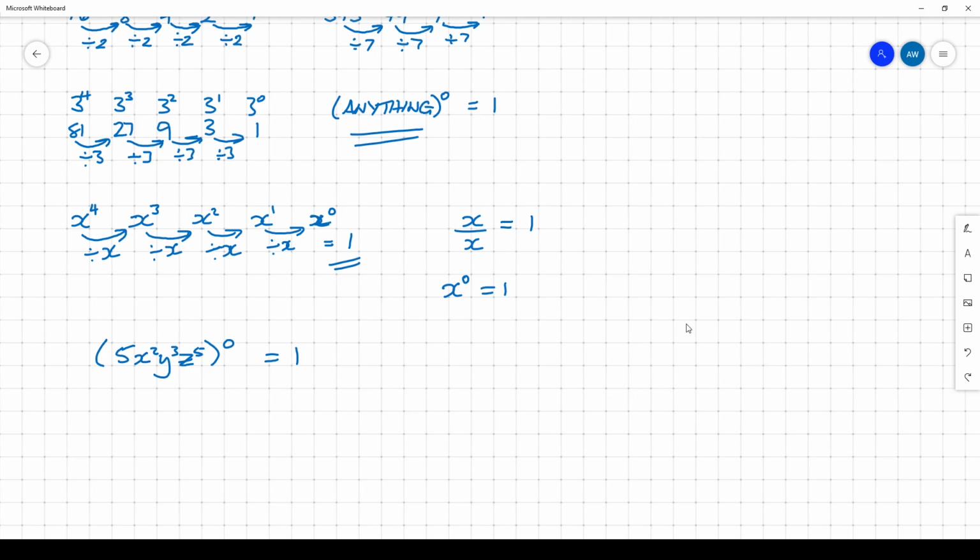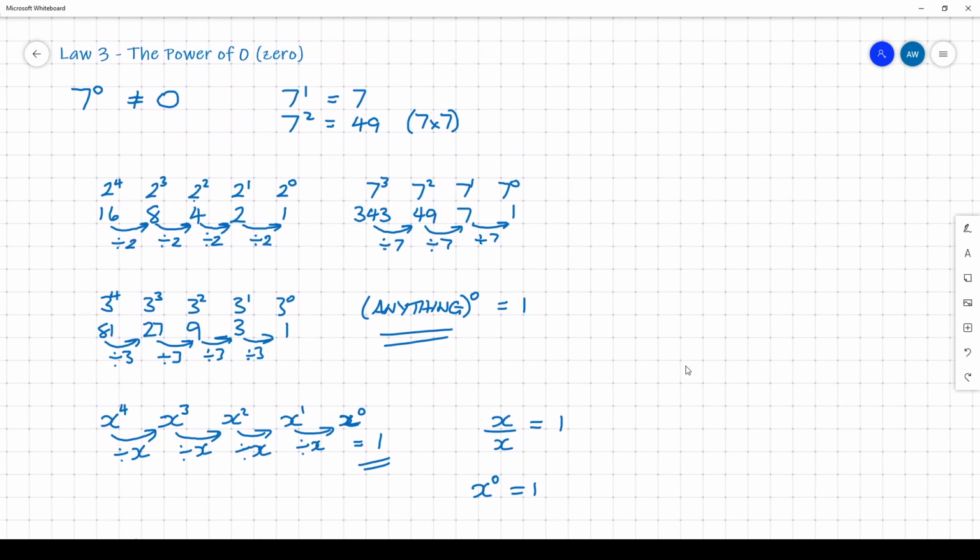Okay, so basically, just to recap, law 3, looking at the power of 0: 7 to the power of 0, or anything to the power of 0, does not equal 0. It doesn't mean 0 sevens. And to see what happens, I looked at the patterns when I looked at different powers of numbers. When we got to 2 to the power 0, it equaled 1. 7 to the power 0 equaled 1. 3 to the power 0 equals 1. x to the power 0 equals 1. Anything to the power 0 equals 1.